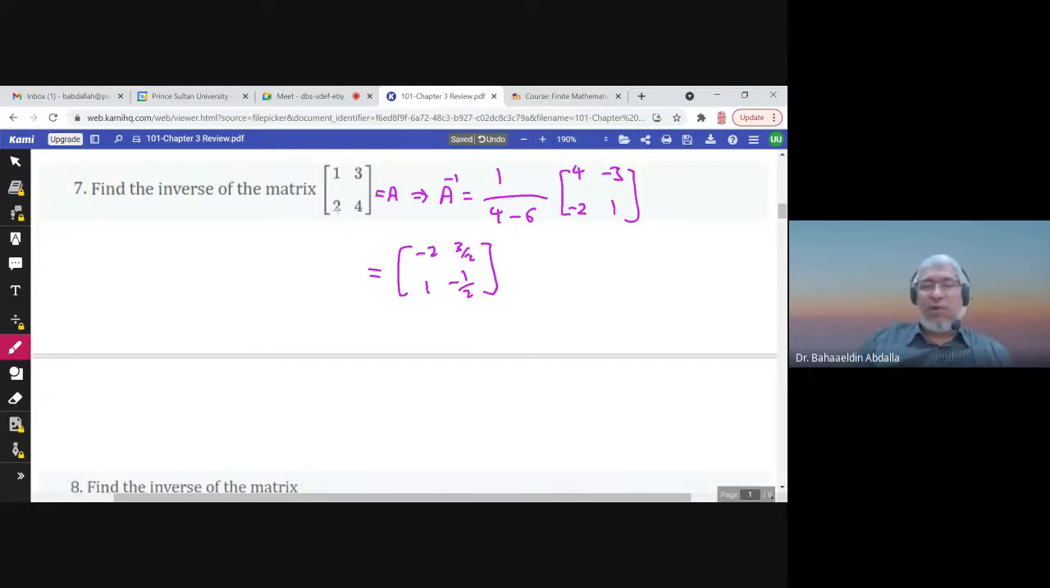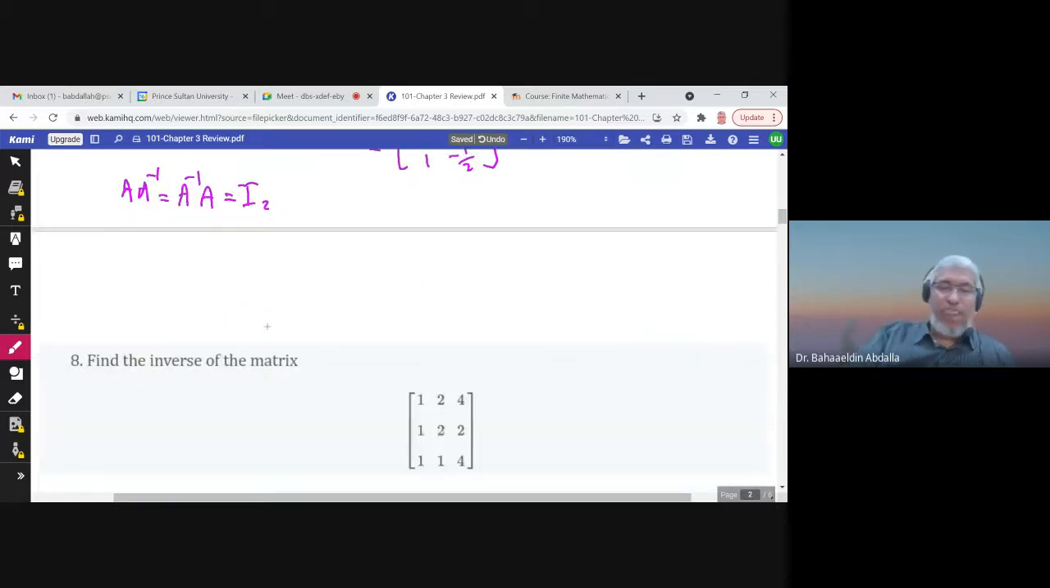And you can multiply both matrices to check that A times A inverse and A inverse times A will give you the identity matrix, I2 in this case, 2 by 2.